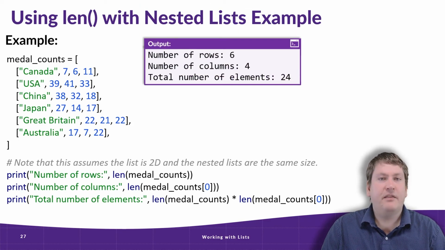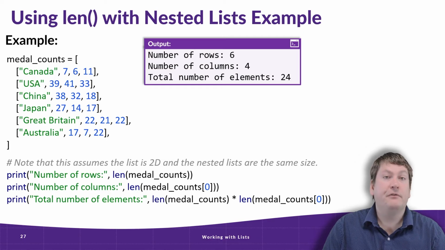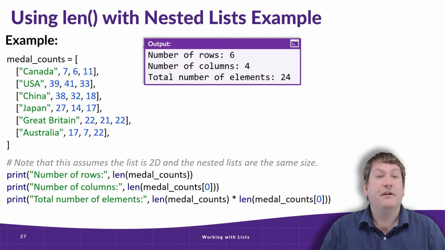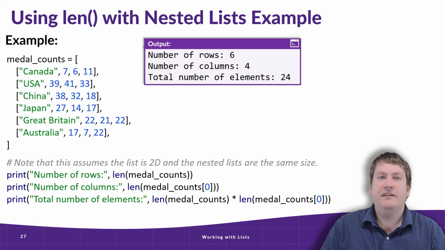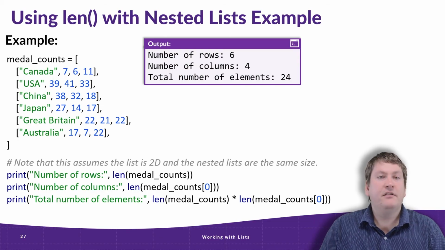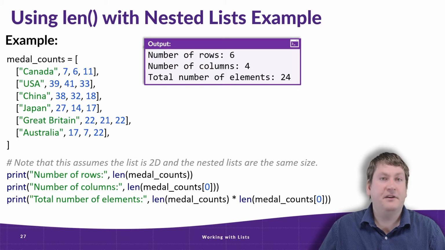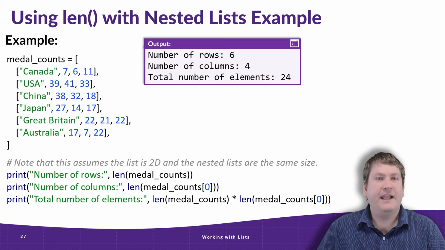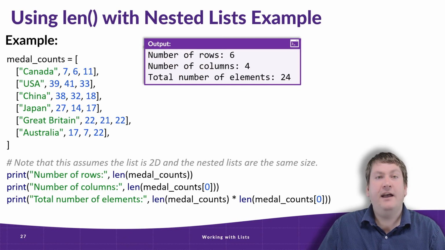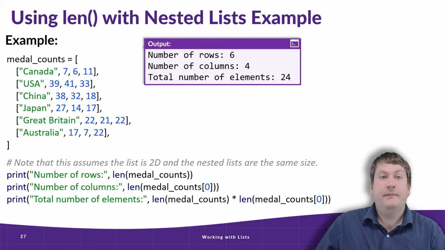Just saying length of medal counts is going to tell us the number of rows, which is equal to the number of countries in this case. So in this case, we have 6 rows or 6 countries. The next is going to give us the number of columns, and we can find this by taking the length of the list at index 0. So this would be that list for Canada, and we can see Canada has 4 elements: Canada, the number of gold medals, number of silver medals, and then the number of bronze medals.